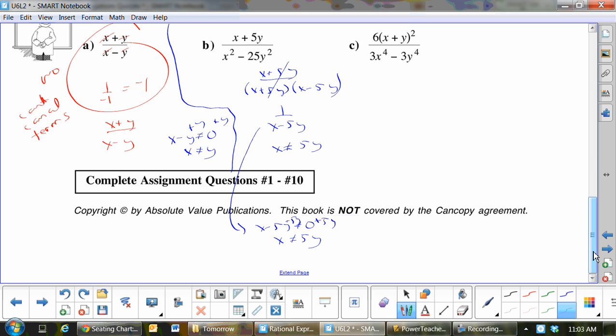Good. Okay. So what happened, what did I do? I was just looking at the answer, right? Up here, I also have to talk about that one. X plus 5y cannot equal 0. X cannot equal negative 5y. Okay? So the final answer would be x cannot equal plus or minus 5y. Good catch. Okay?